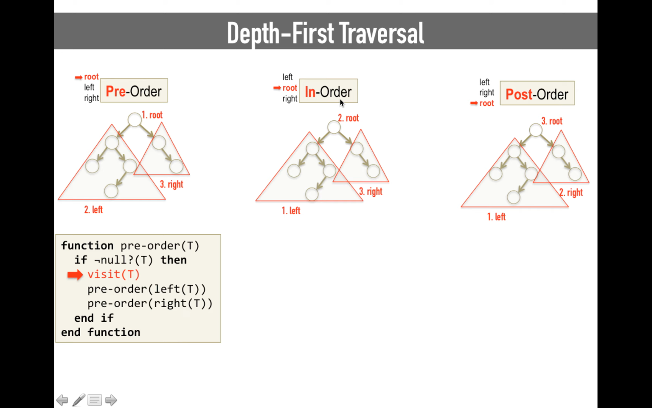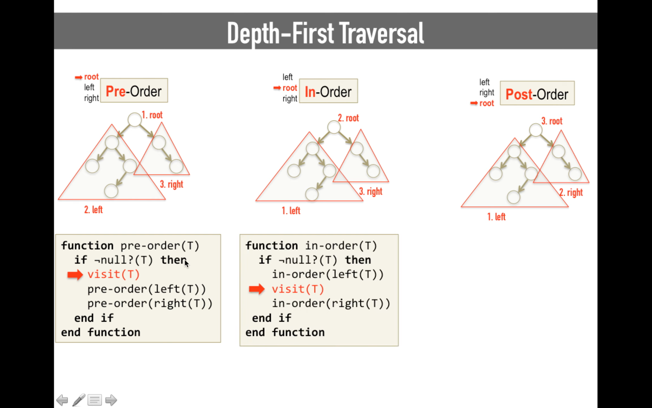Let's look at how in-order looks. You can see it's exactly the same structure, but visit goes in the middle, like here. So again, you enter the root of a tree. If the root is different from null, then you call the recursive function, but you call it first for the left, then you visit the root, then you go for the right. You can see there's a correspondence between left root right here and left root right here. Root left right here, root left right here.